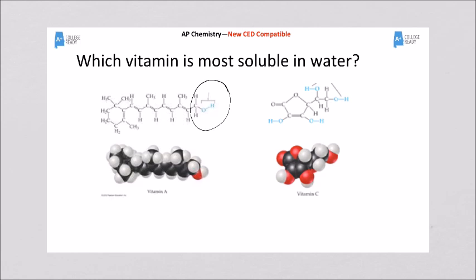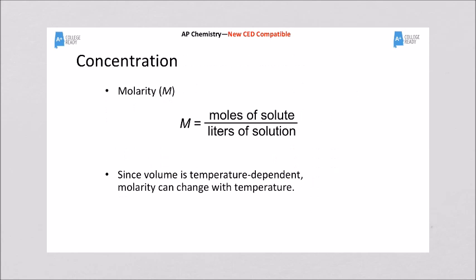So that is where some hydrogen bonding could occur with water. But then we take a look at vitamin C and we notice, wow, there are 4 different OH sites. So which would be more soluble in water? Hopefully you would select vitamin C. It has many more areas where water could hydrogen bond with it, and therefore it definitely would be more soluble.